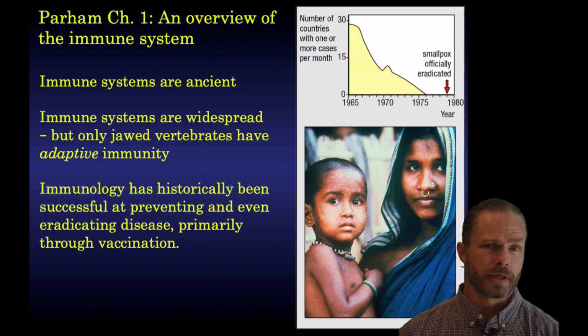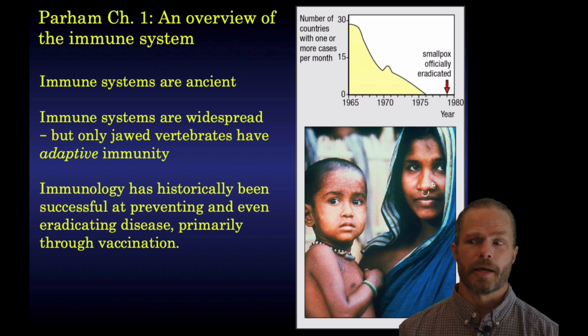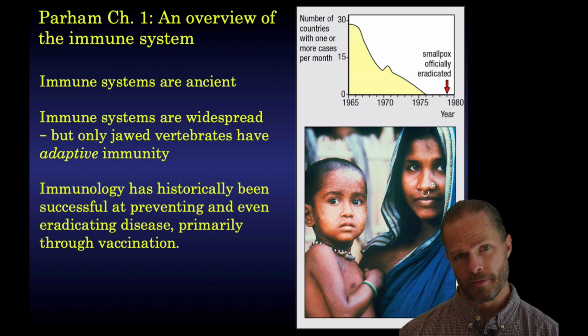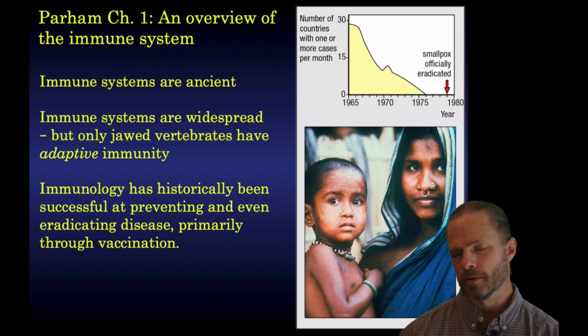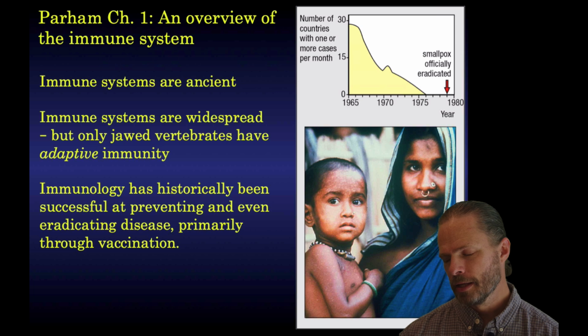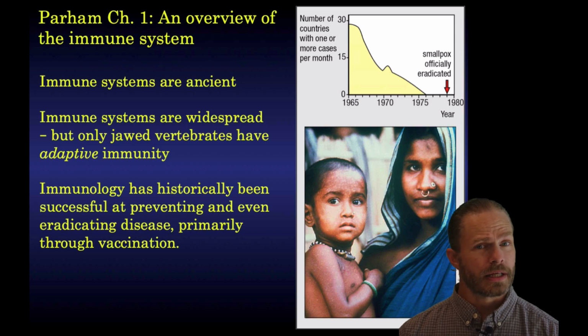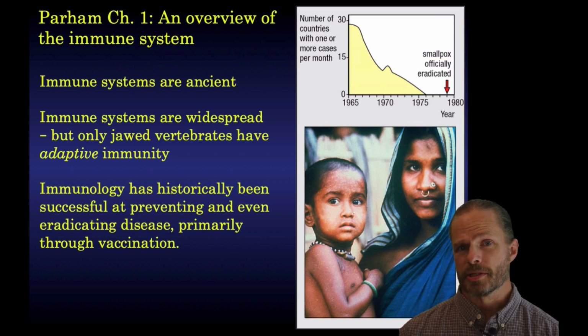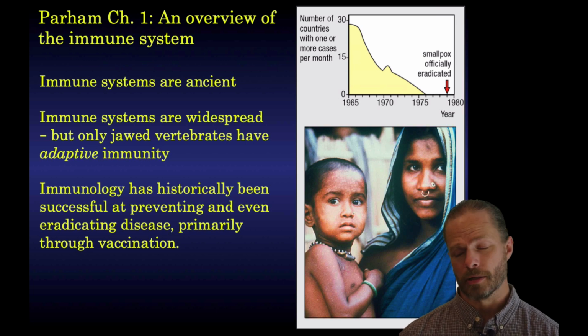We're also used to thinking about immune systems as adaptive immune systems because we happen to have an adaptive immune system. But that's something that's specific to one branch of the tree of life, to jawed vertebrates, and of course we are part of that group. But that's not to say that other organisms don't have immune systems. They just don't happen to have adaptive ones. And we'll talk a little bit more pretty soon about what adaptive versus innate is all about.